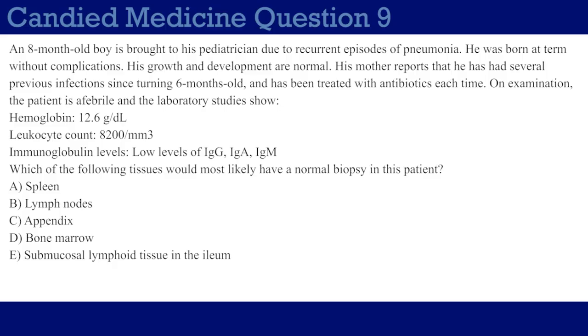count 8200 per millimeter cube, immunoglobulin levels, low levels of IgG, IgA, IgM. Which of the following tissues would most likely have a normal biopsy in this patient? Choice A, spleen. Choice B, lymph nodes. Choice C, appendix. Choice D, bone marrow. Choice E, submucosal lymphoid tissue in the ileum.